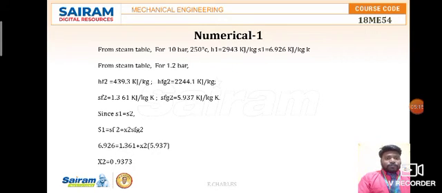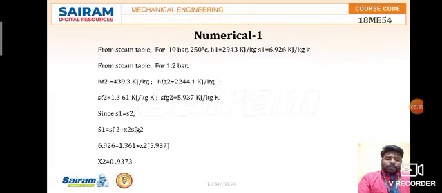So there are two pressures given here. One is 10 bar pressure, another one is 1.2 bar pressure. So we need to take the steam table and go to the dry saturated steam. In the dry saturated steam, we will come across this 10 bar pressure, and T1 is equal to 250 degrees Celsius. So what does it mean?